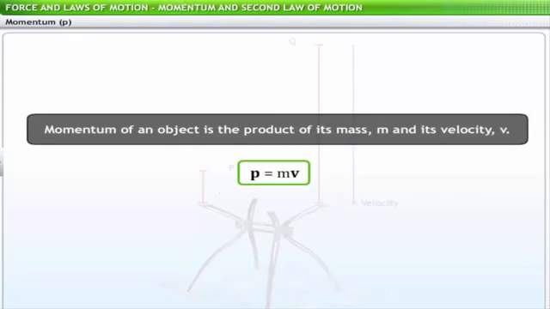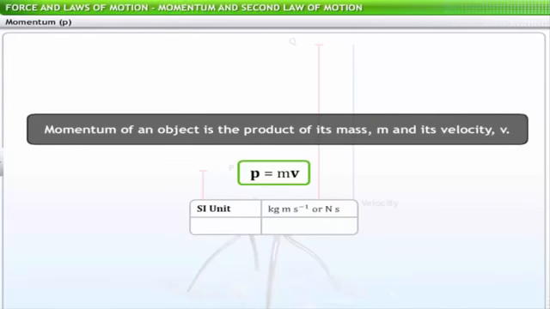Momentum is a vector quantity. It is measured in kilogram meter per second or Newton second in the SI system and in gram centimeter per second or dyne second in the CGS system.